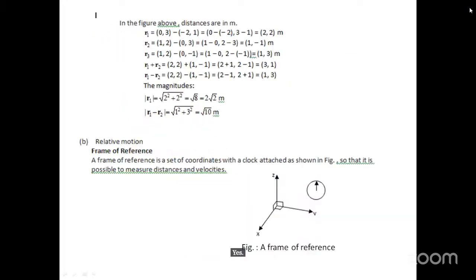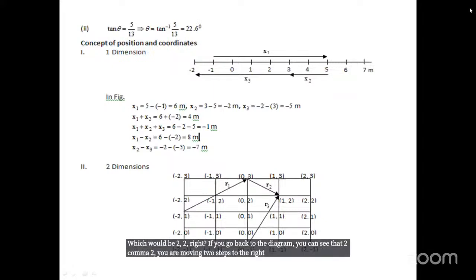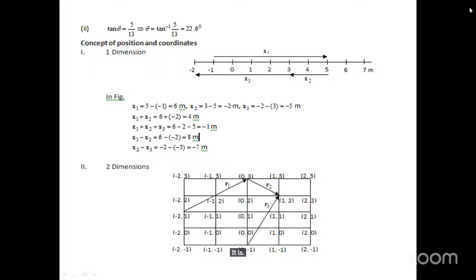So that tells you now that R1 will be 0, 3 minus -2, 1, which will be 2, 2, right? If you go back to the diagram, you can see that will be 2, 2. You are moving 2 steps to the right and then 2 steps above that. Two to the right, 2 in the y direction. That displacement is 2, 2.